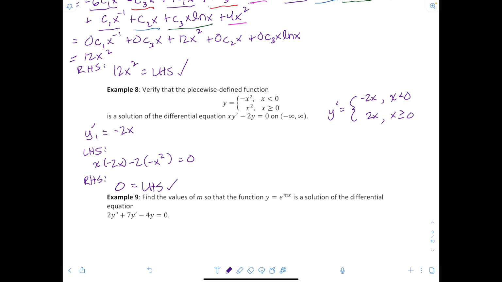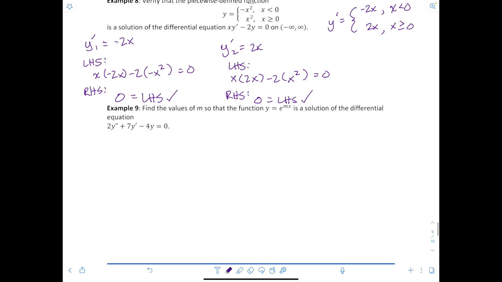Check. So let's take a look for y prime 2 equal to positive 2x. The left-hand side for that one is what? Beautiful. We'll have x times positive 2x minus 2 times positive x squared. That's going to equal 0. And our right-hand side of that differential equation is 0, which is equal to the left-hand side. Check. We got it. Cool, cool? Isn't differential equations fun? All right.